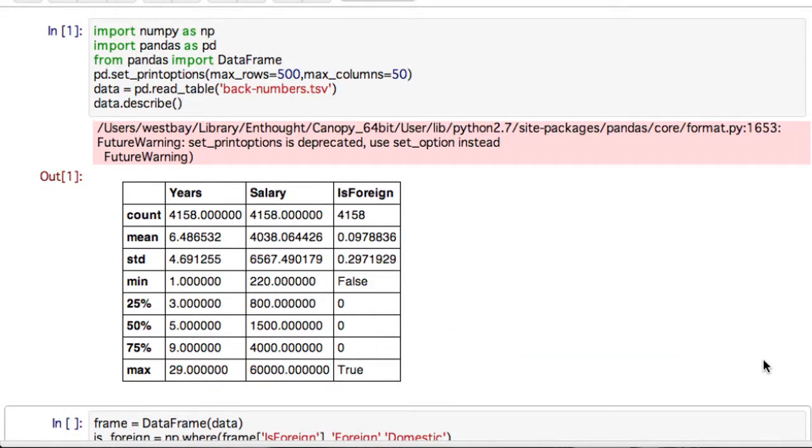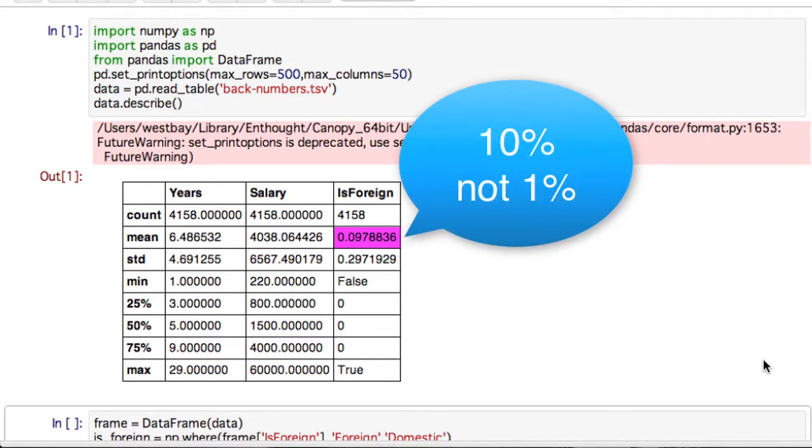Okay, a lot of this first stuff is importing various libraries, then reading in the backnumbers.tsv file, and I call the describe function on the data. The summary tells us that there are 4,158 records. The average number of years played is almost 6.5 years, with an average salary of around 4,000 mon, or 40 million yen. And that the number of foreigners averages to around 1% of the total number of players.